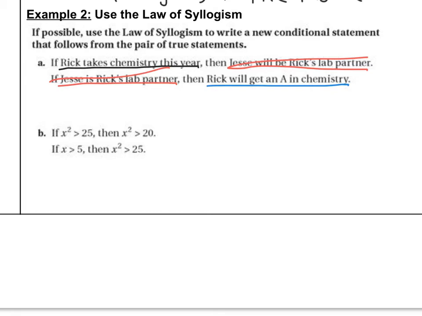So then we'll just bring down the parts that we already know. So if, let's change color. Nobody wants red. So if Rick takes chemistry, he will get an A.